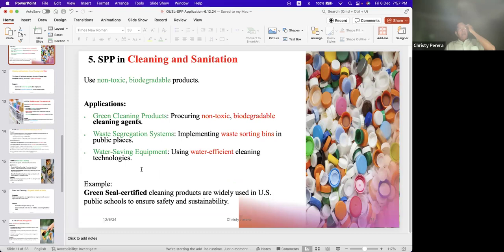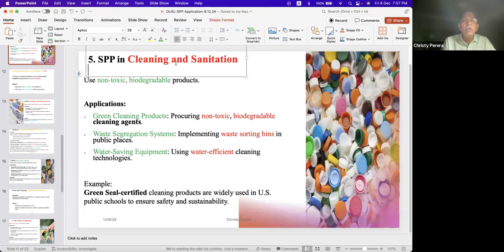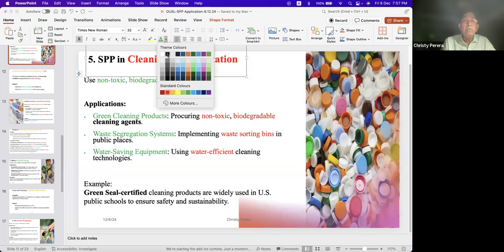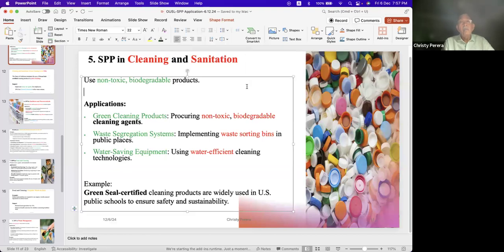Sustainable public procurement in cleaning and sanitation. Cleaning and sanitation is also a very large area. You just imagine janitorial services, sanitation, cleaning, right? It's a very large, massive area.